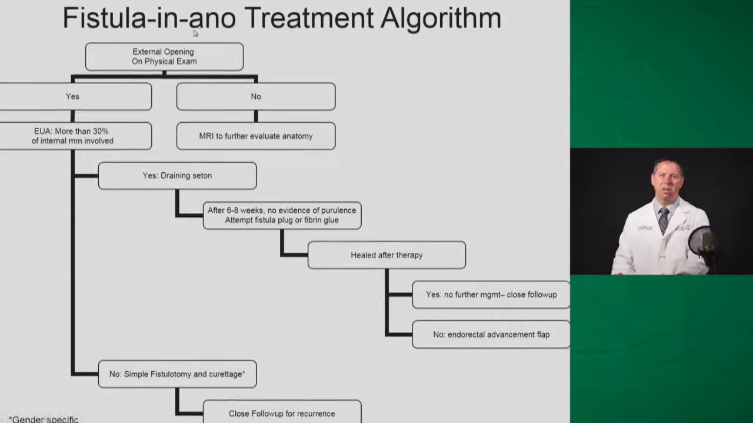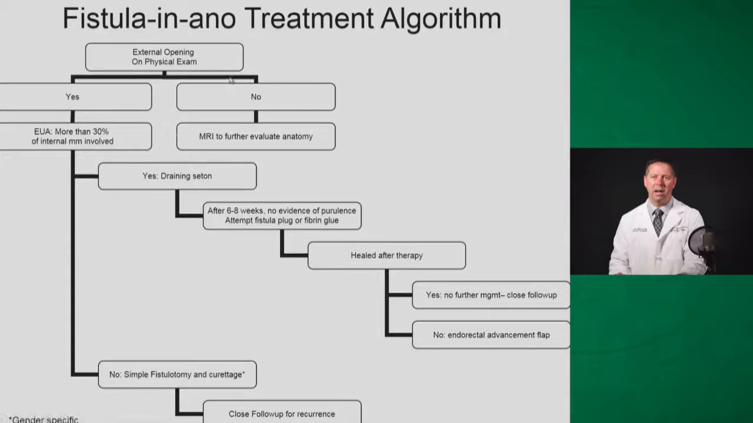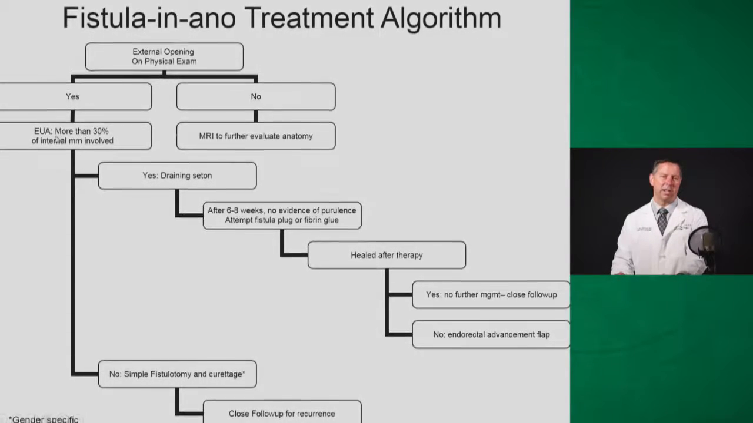The treatment algorithm here, the way I think about this: if I can see the external opening on physical exam, I take the patient right to the operating room for an EUA, an exam under anesthesia. Is more than 50% of the internal sphincter involved? If the answer is yes, I put in a draining seton. I let that heal, let the drainage go away, and take them back to the operating room.